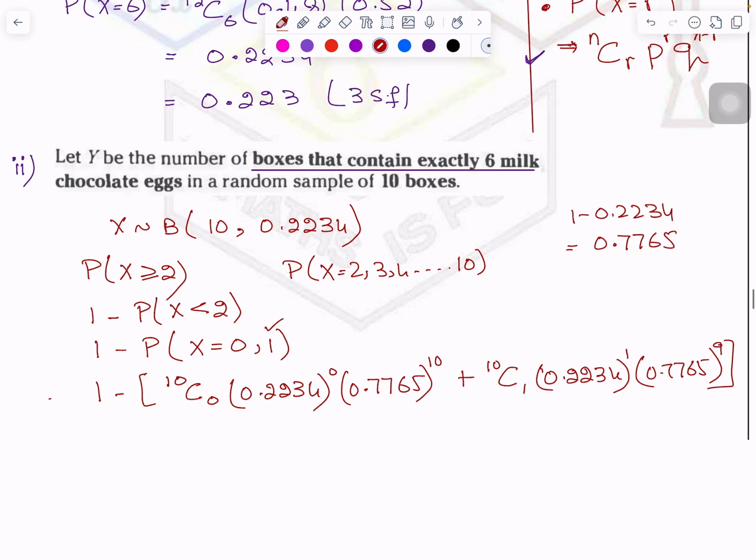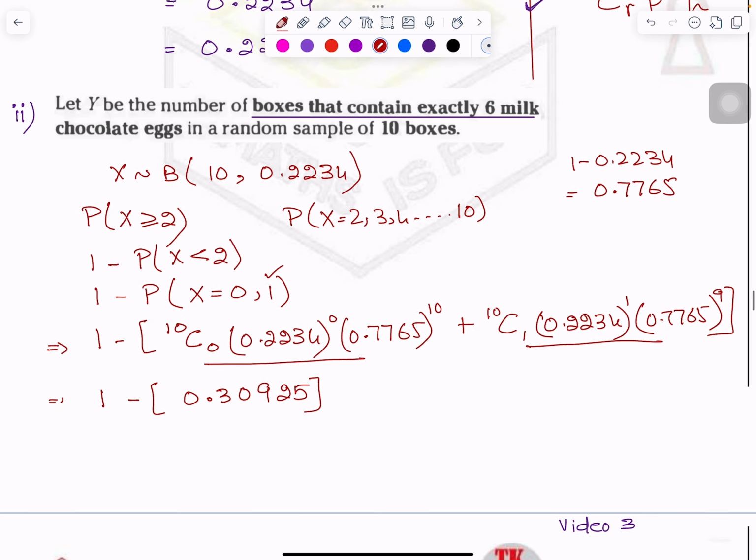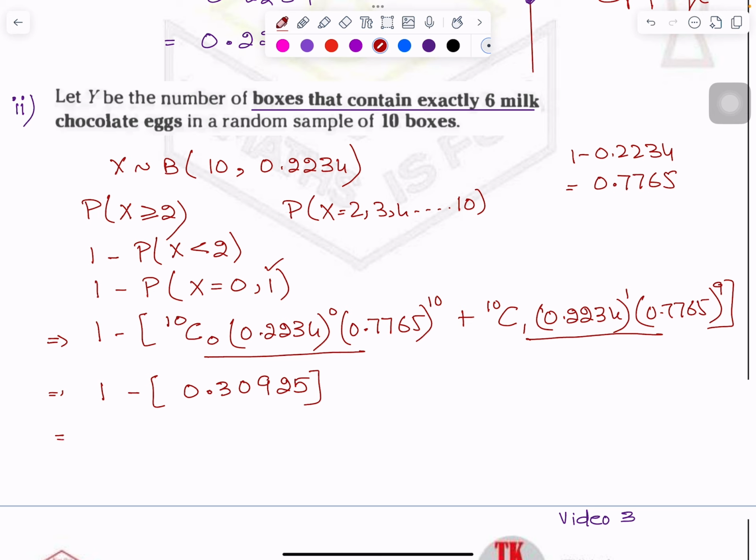Now very carefully use the calculator so that no error. Mostly error happens here. So you can calculate these values separately and add them up. So it will be 0.30925. If you want to show the working of this part separately and this separately, it's good. And then add up. I have done it together. No difference. So this is equals to 0.69074. Because we give answer in 3 significant figure, so it is equals to 0.691. I hope you understood this question.